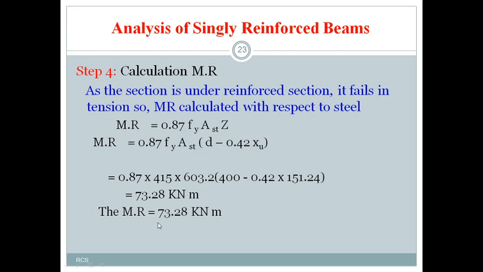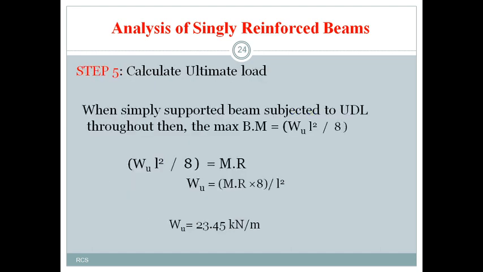Having this moment of resistance, how much ultimate load it can carry, that we have to calculate. As given in the problem, assume it is a simply supported beam subjected to a UDL over the entire span. The span length is 5 meters. You know from slope and deflection and strength of materials, when a simply supported beam is subjected to UDL throughout, the maximum bending moment occurs at the center, and its value is WL square by 8.